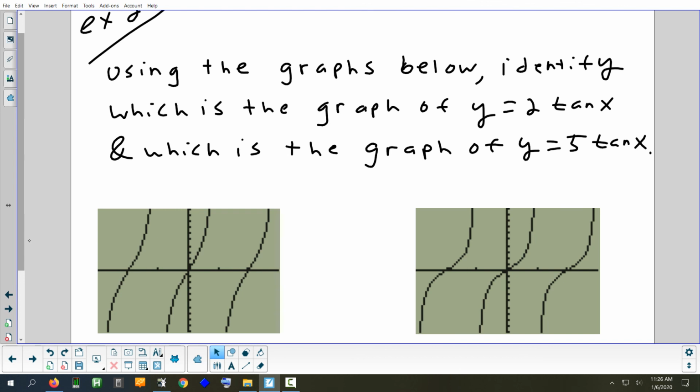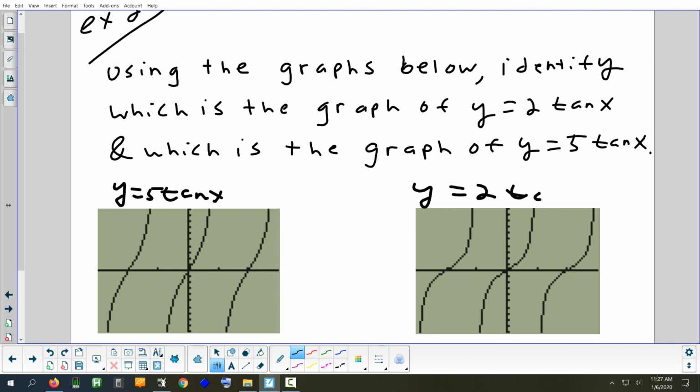So keeping that in mind, you should be able to tell which one of these is 2 tangent x and which one is 5, given that the windows are exactly the same. It's not like I zoomed in on one or the other. These are the same windows. Yep. The first one was 5 tan x. And this one is 2 tan x. The 5 is stretched out more than the 2.